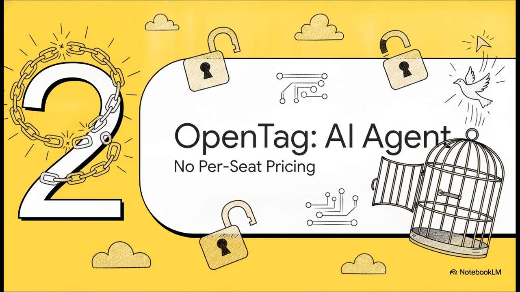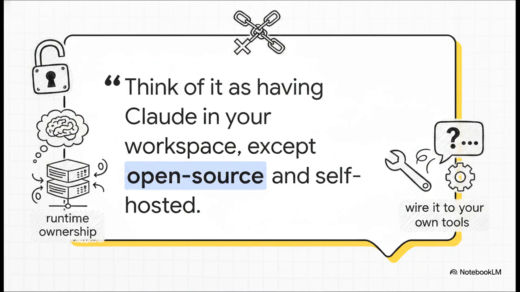Moving to Section 2, OpenTag, your AI agent. This is your liberation from per-seat pricing. Created by CopilotKit, this tool directly tackles the AI overhead problem we were just talking about. Their GitHub repo puts the value proposition perfectly. They say, think of it as having Claude in your workspace, except open source and self-hosted.